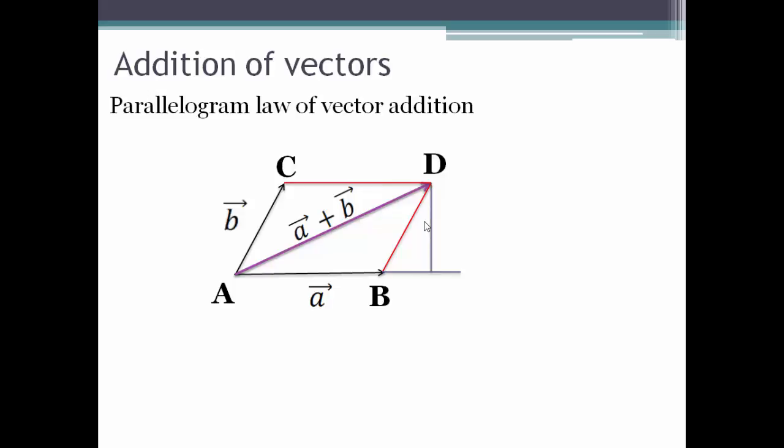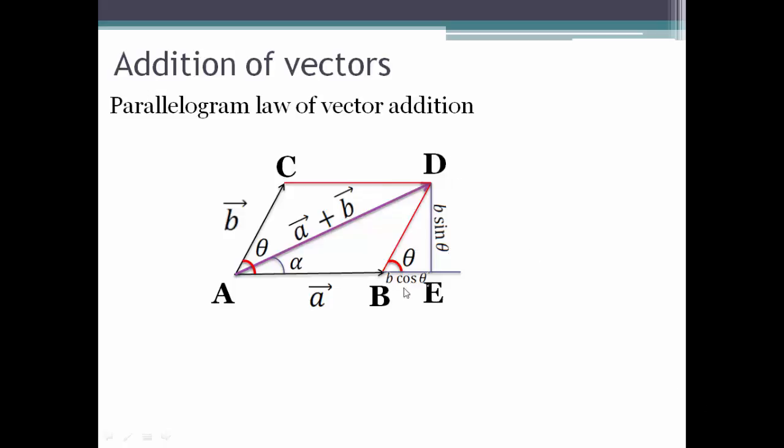Dropping a perpendicular on extended AB, let us denote it by E. Then here the angle CAB, let us assume theta. Then DBE will also be theta because alternate angles are congruent. Let the angle made by the diagonal equal alpha. By trigonometry, you can solve that BE will be B cos theta and DE will be B sin theta.